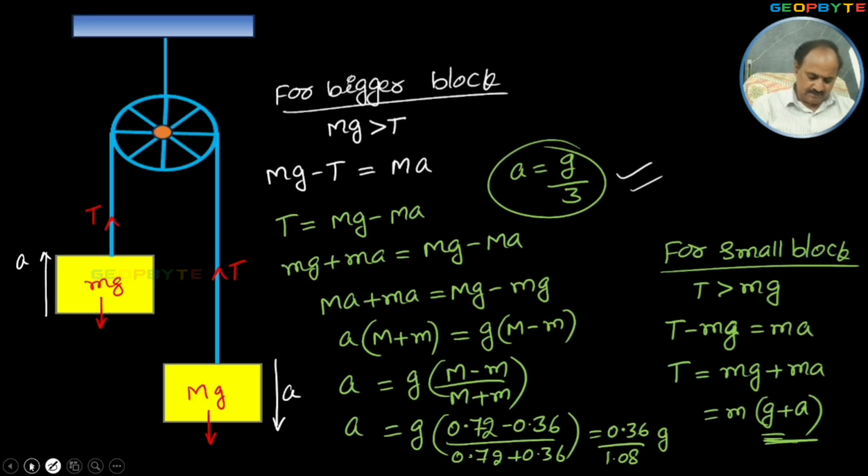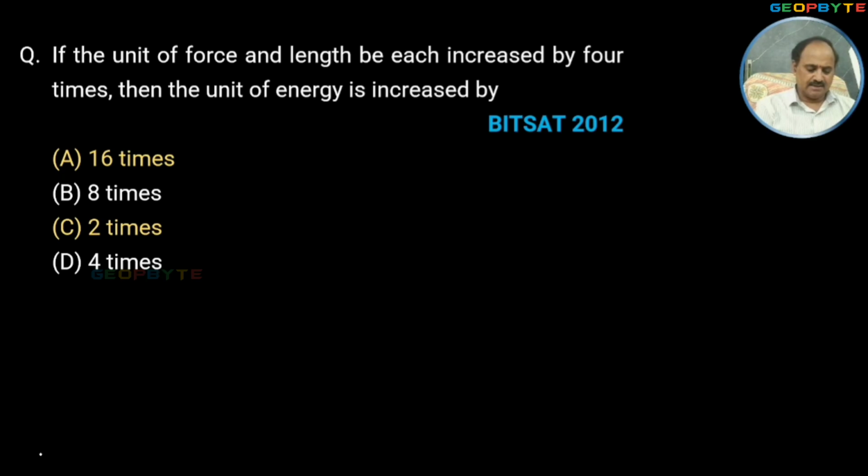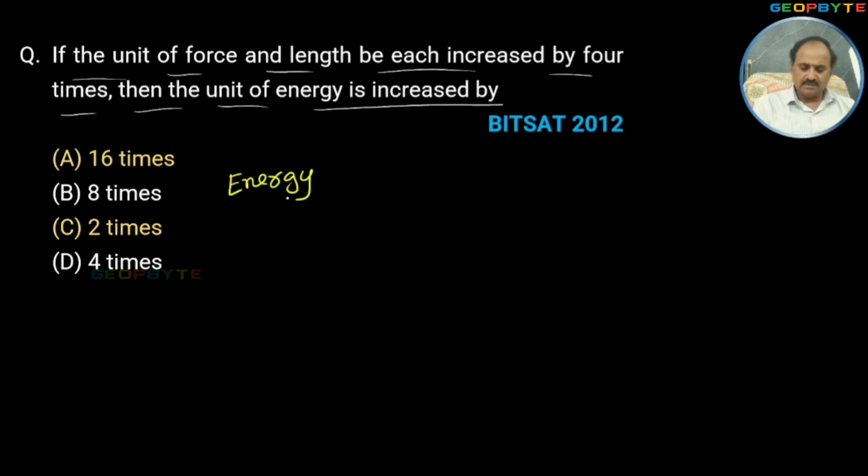Similarly, let us take another important problem. Look at the screen. It is asking like this. If the unit of force and length be each increased by 4 times, then unit of energy increased by, as you know, energy equal to, work is also a kind of energy. It is equal to product of force unit and length unit.